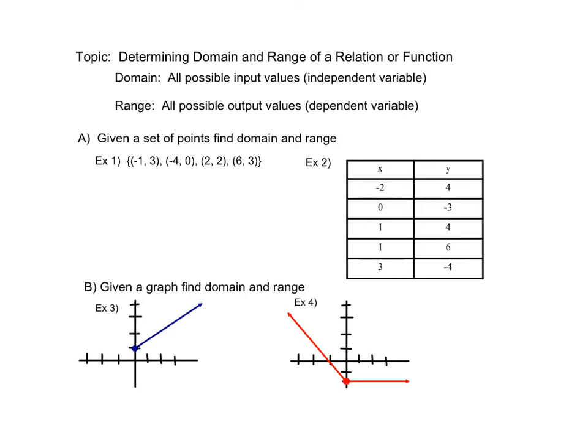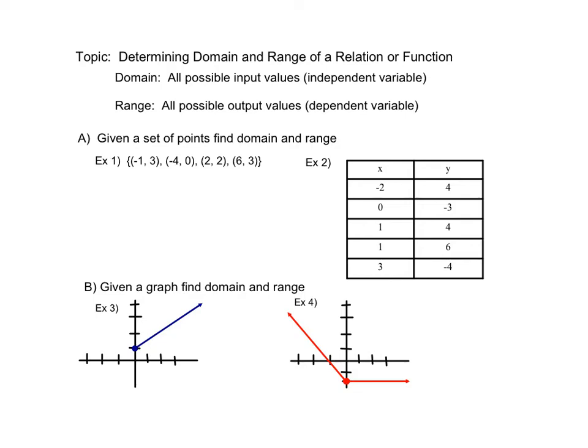Similarly, range is just going to be our output values or our dependent variable. Again, it's often the y, but because we're not always in terms of x and y, it won't always be y. The way it works is the dependent variable depends on the independent variable. So, for example, if we talk about your car getting a certain gas mileage or miles per gallon, the amount of gas you use depends on the miles driven.